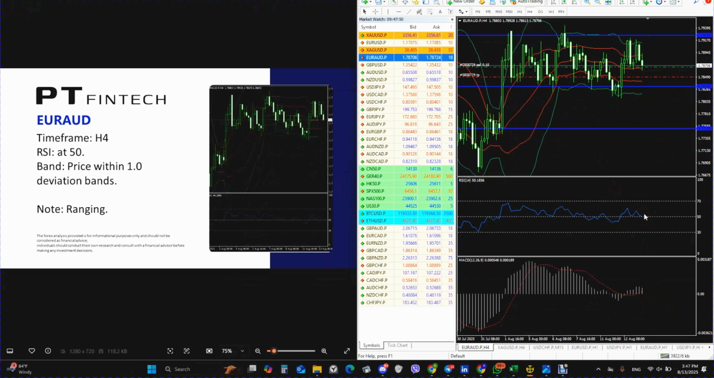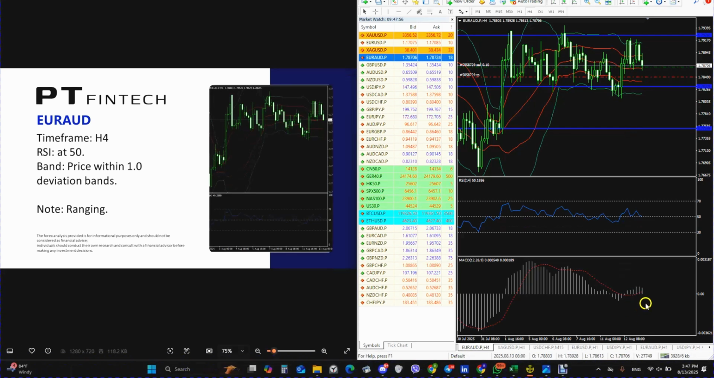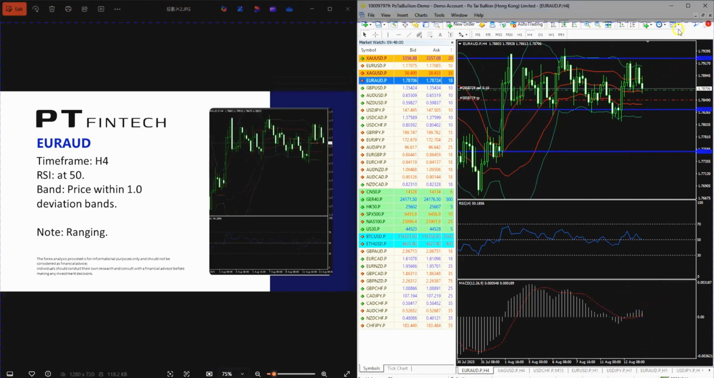Based on H4, PTips claims that RSI is at 50. Yes, it is. Now the dual Bollinger bands, prices are within the 1.0 deviation bands still. The MACD is clearly a bit more bullish, so potentially there's still more bullish power overall. But as we already know, we are stuck in a range.